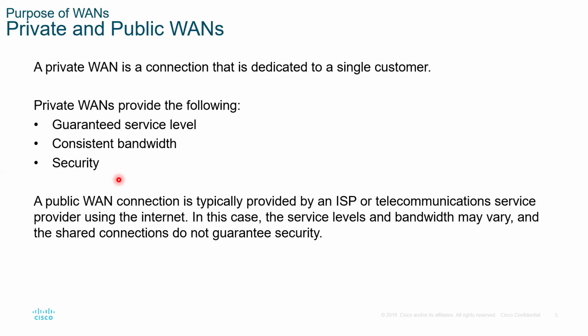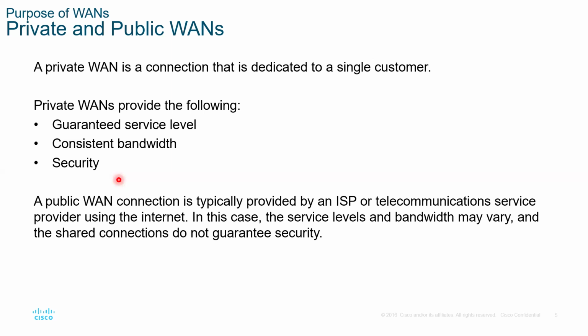So with private ones, we have what we call service level agreements, which define the bandwidth that you're going to be using. It basically says the standards of the type of connection that you're going to have. If those standards are breached, it means your network is not working up to the expectations. So with private ones, we have guaranteed service level, consistent bandwidth, and security. With public, it's not guaranteed.